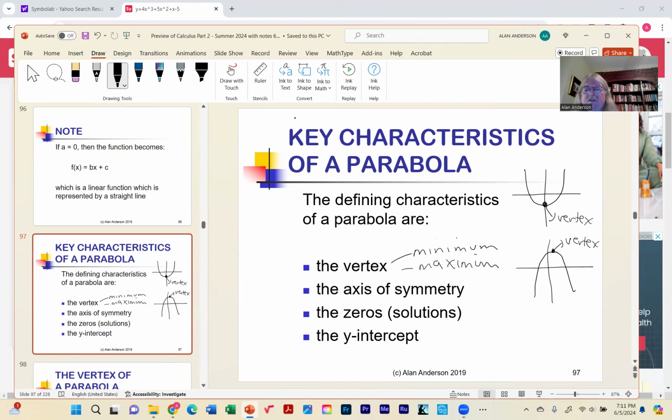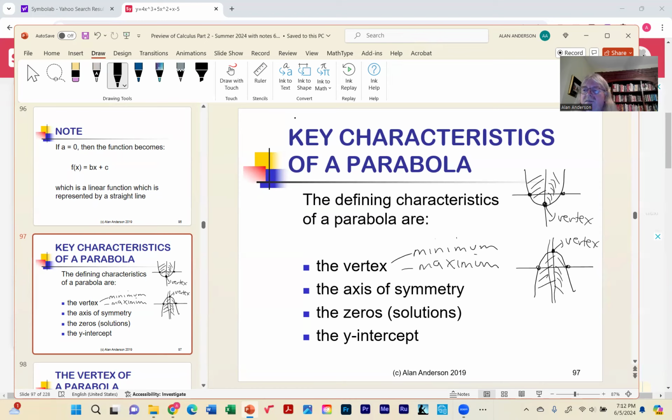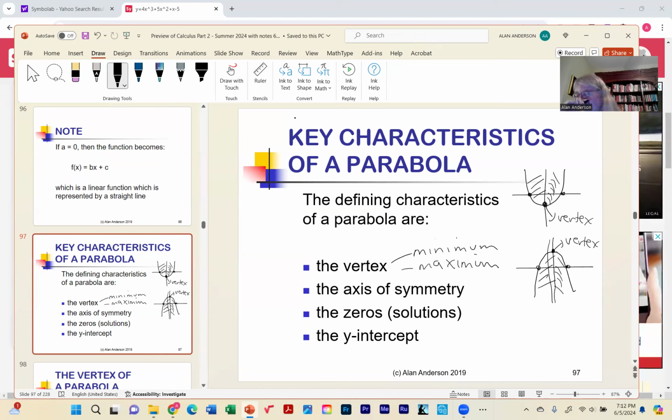The axis of symmetry I just showed you: if you drew a line through the vertex, then the parabola will be the same on either side. The solutions or zeros are where it crosses the horizontal axis. And of course, there's always going to be a y-intercept because the domain is all the real numbers.